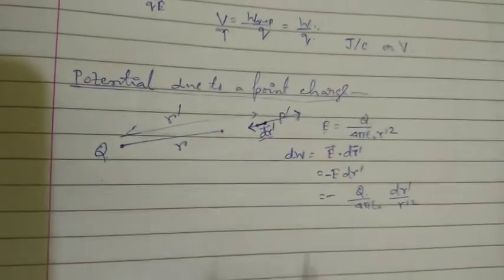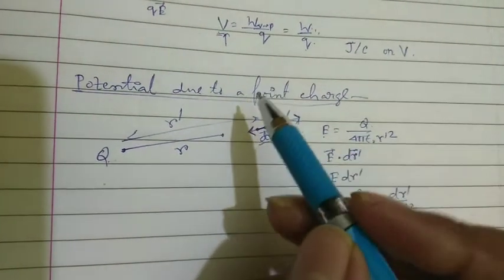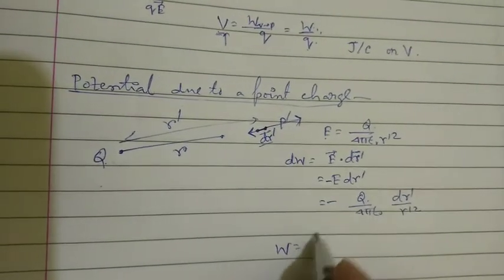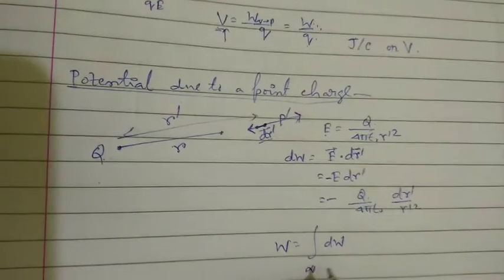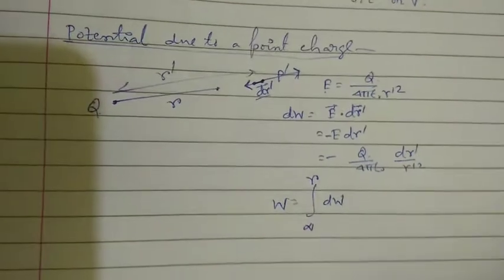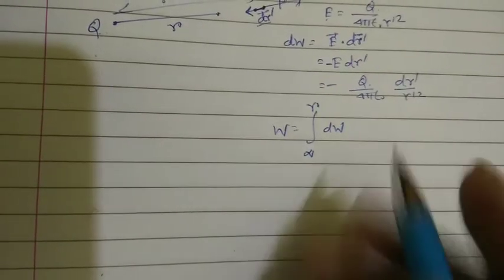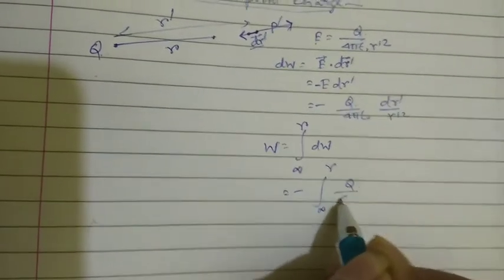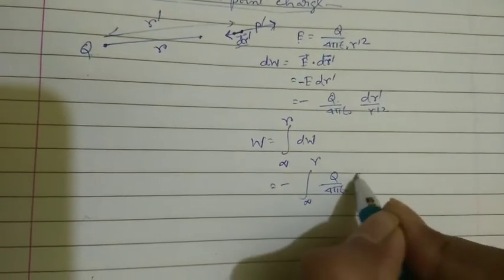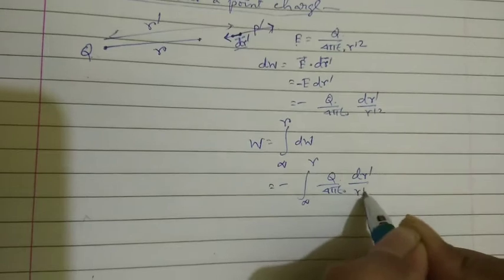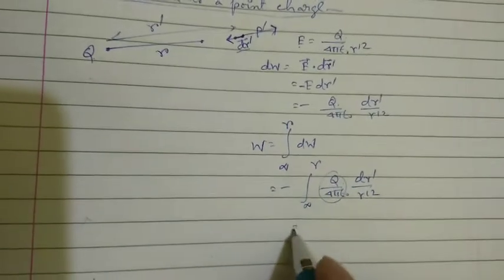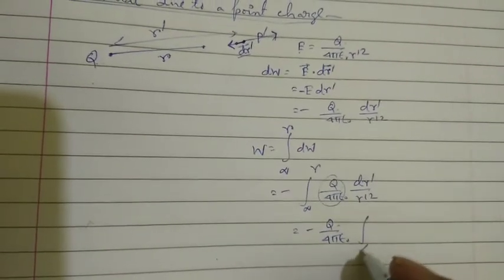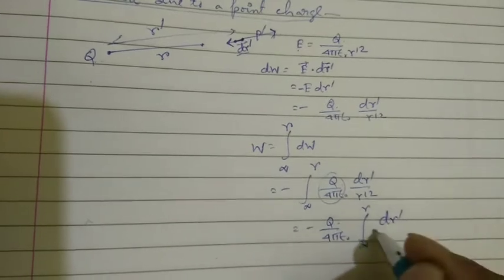Now similarly, we can find the total work done in bringing this charge from infinity to this point will be W equals to integration dW from infinity to r. Now we have to calculate this value. Just put the values, minus, infinity to r, q by 4 pi epsilon naught, dr prime by r prime square, and this one is constant. So just take it out of the integration: infinity to r dr prime by r prime square.